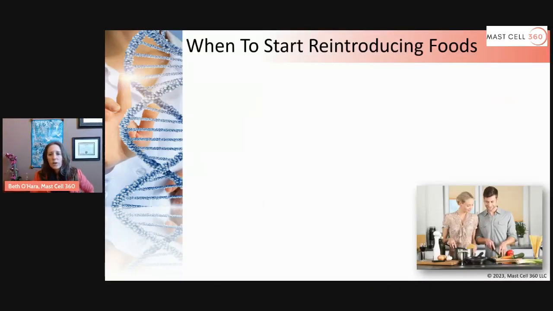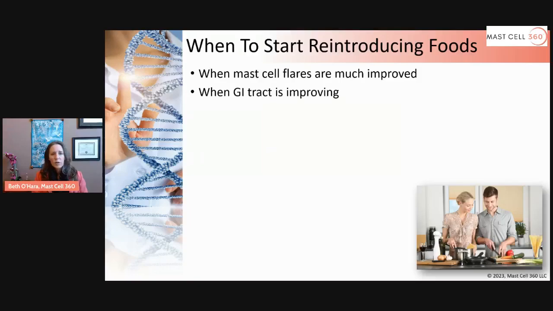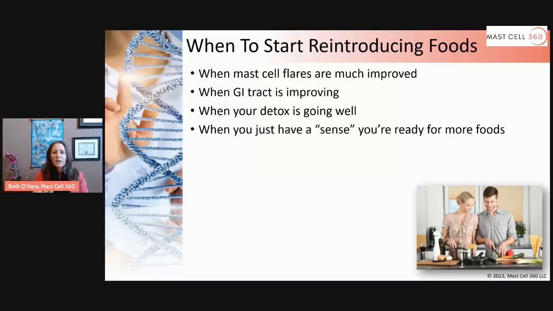All right, so how do you know it's time to bring foods back on? Well, when your mast cell flares are much better, so it's easier to tell what's what. So if you're flaring every day and you can't tell what's triggering you, it's really hard to introduce new foods. So you want to get things calmed down. When your GI tract's been improving, you've got a detox going that's going well, you're tolerating it, and you're just going to get a sense that it's time to bring some new foods on. You're going to feel better. You're going to feel sturdier, more resilient, and then you'll know.